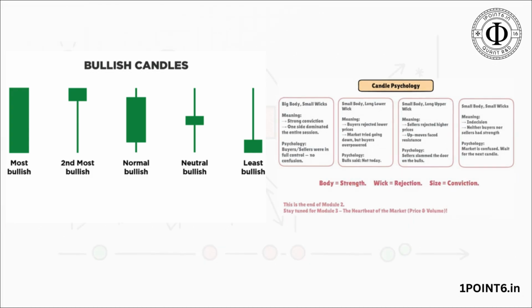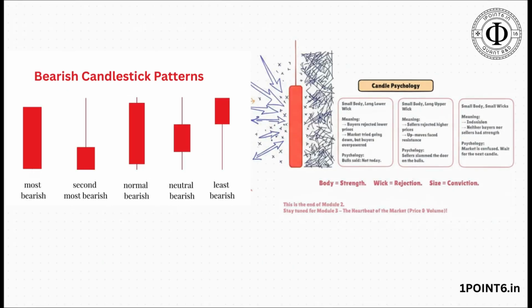Now, what about this one? See, it has a small body, but look at that long wick on the bottom. What's that story? Well, sellers tried their best to tank the price, but buyers stormed in, rejected them, and staged this massive comeback. The psychology here? The bulls basically screamed, "Not today, bears!" And here's the opposite story. You can probably guess this one. It's got a long wick at the top. Buyers tried to rally, they tried to push the price higher, but they just hit a brick wall of sellers who completely rejected that move and slammed the door shut.